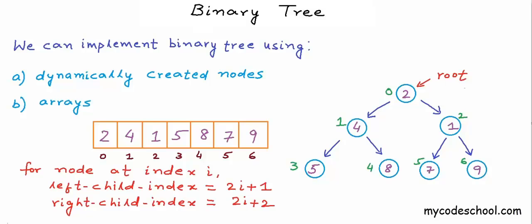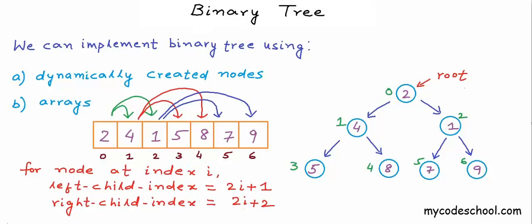And remember, this is true only for a complete binary tree. For 0, left child is 2i plus 1 for i equals 0 will be 1 and 2i plus 2 will be 2. Now for 1, left child is at index 3, right child is at index 4. For i equal 2, 2i plus 1 will be 5 and 2i plus 2 will be 6.